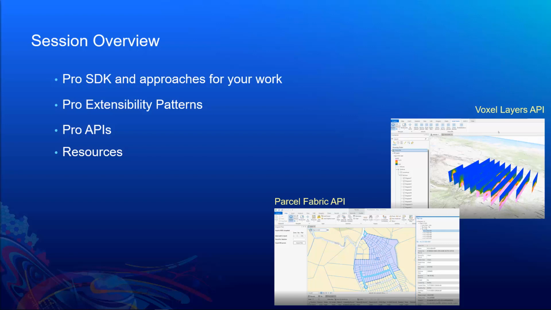By approaches, we'll be discussing some of the different perspectives on extending Pro and some practical considerations. We'll then discuss some of the Pro extensibility patterns as you get started. We have 4 main patterns and we'll cover each one of those and some resources. We'll then take a look at some of the Pro APIs and how you get started with those in relation to how you're approaching your work. And then we'll look at some resources that are available for you right now as you get started.